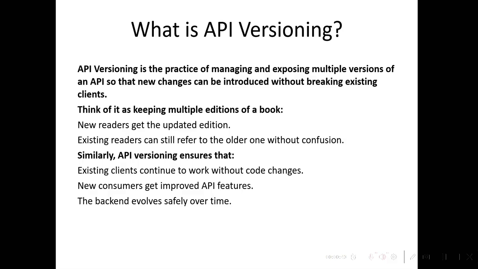Similarly, API versioning ensures that existing clients continue to work without code changes, new customers get improved API features, and the backend evolves safely over time.